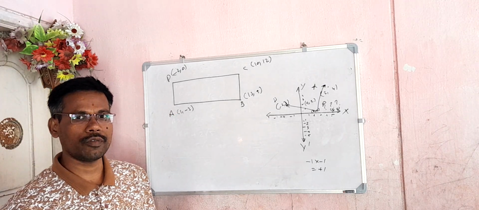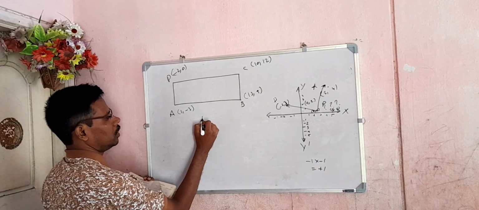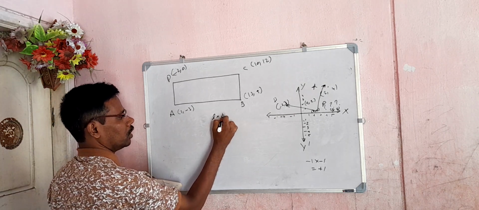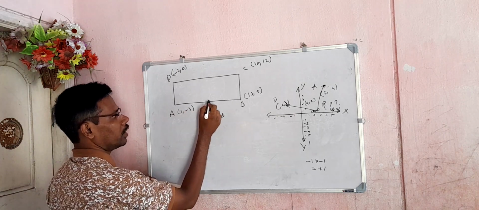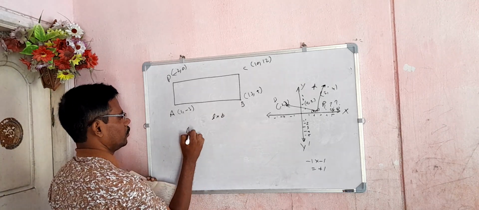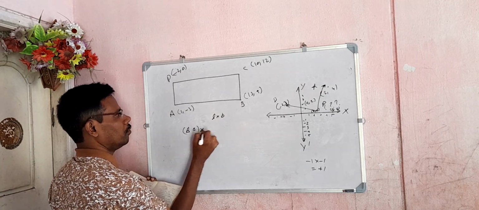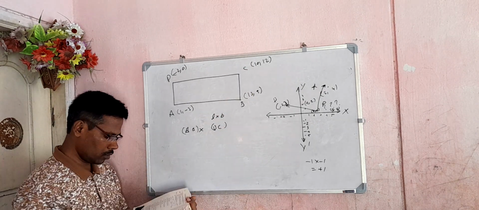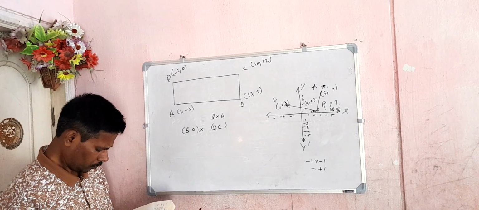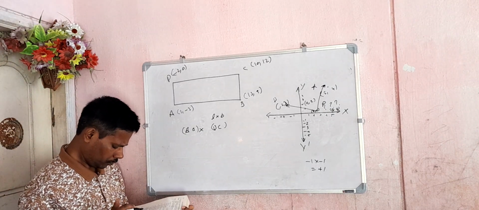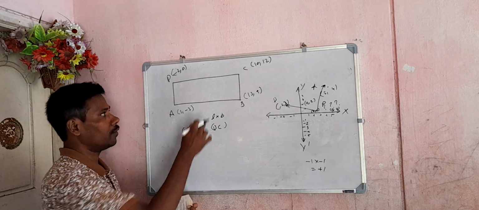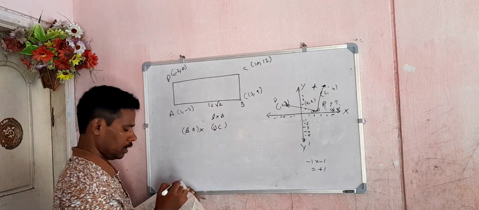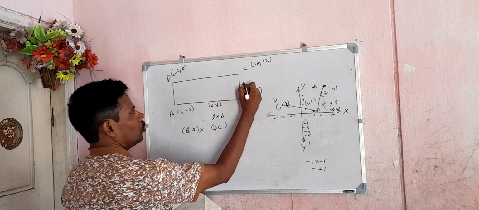But how to find the area of a rectangle? Area of a rectangle is length into breadth. So length is the distance AB, into breadth, the BC distance. After finding the distance AB, the answer is, here I am not going to solve, 12 root 2 you will get, and BC is 3 root 2.